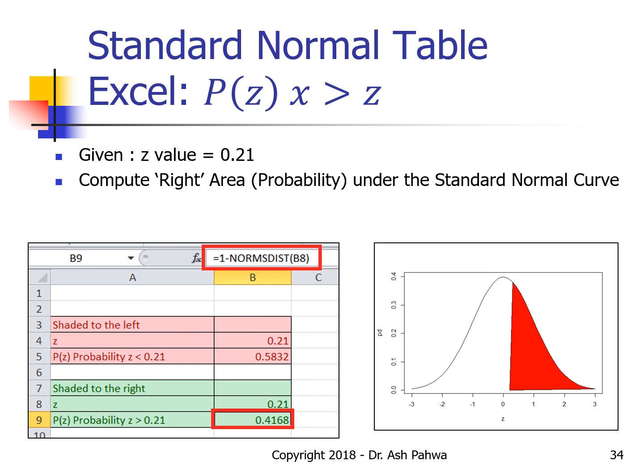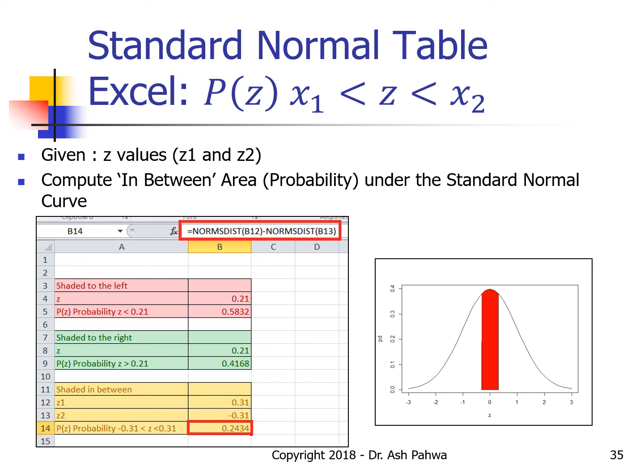0.4168 is the area on the right hand side. So 58.32% of the area is on the left hand side and 41.68% of the area is on the right hand side. And of course, if you add 0.5832 with 0.4168, that will come out to be exactly 1.